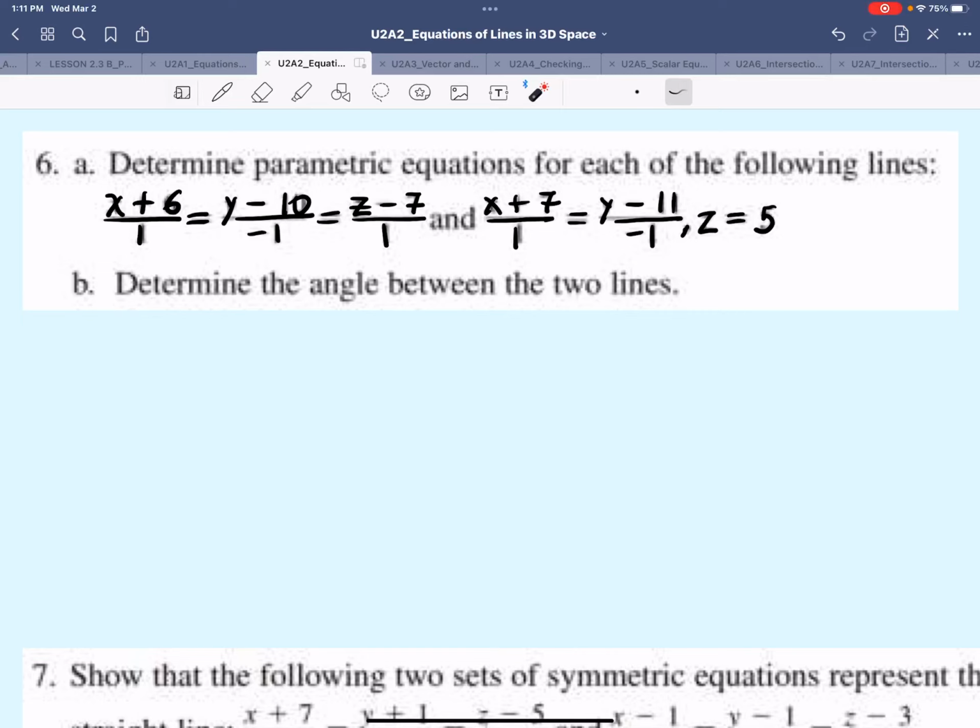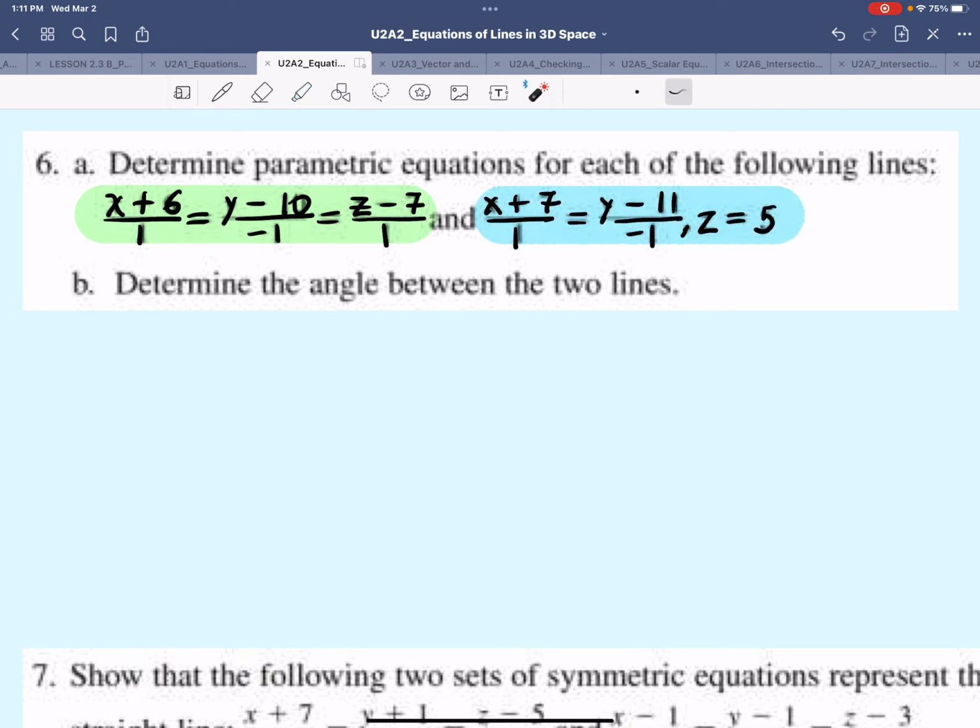Here we're going to take a look at some homework practice questions from lesson U2, A2. Let's get started with question number 6. We're asked to find the parametric equations for each of the following lines. So the first line is given in symmetrical form, so this is a symmetric equation. And the second one, again, is a symmetric equation.